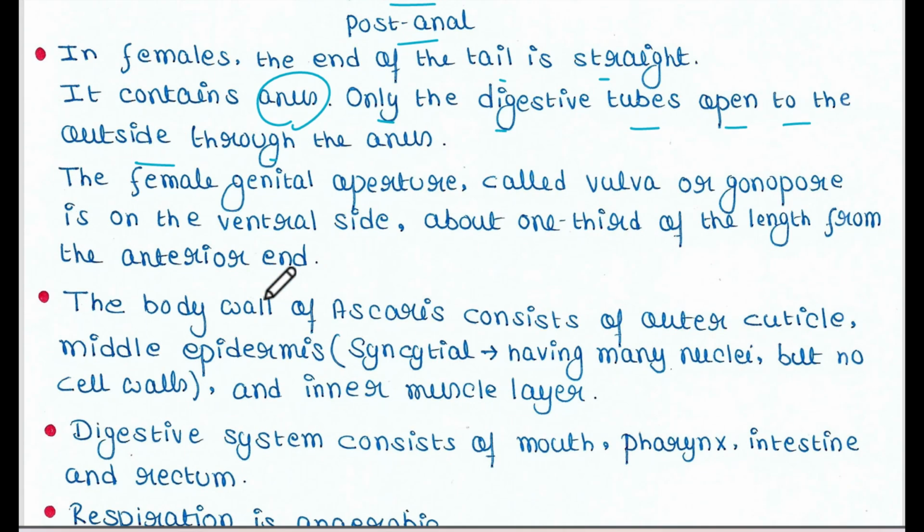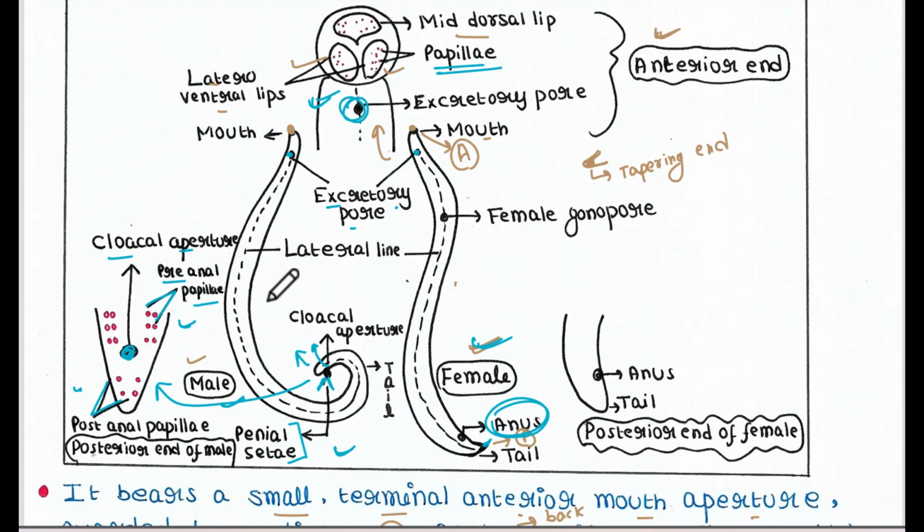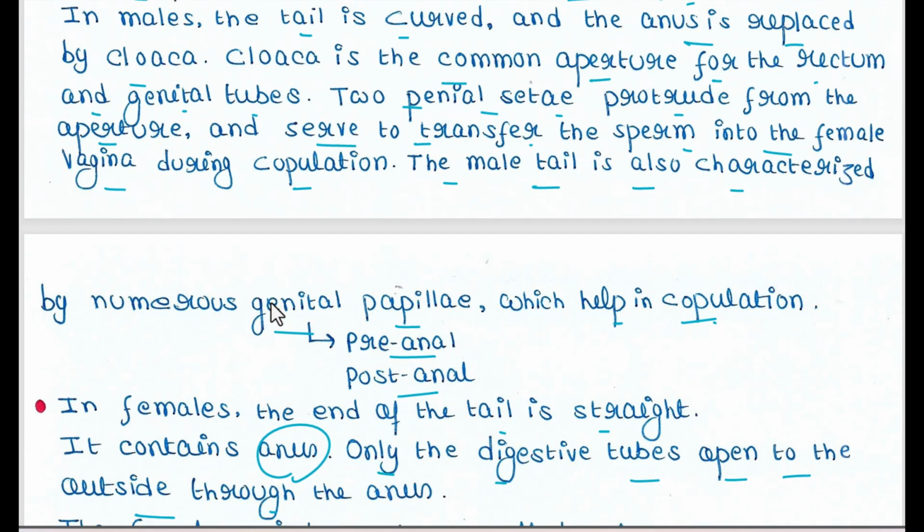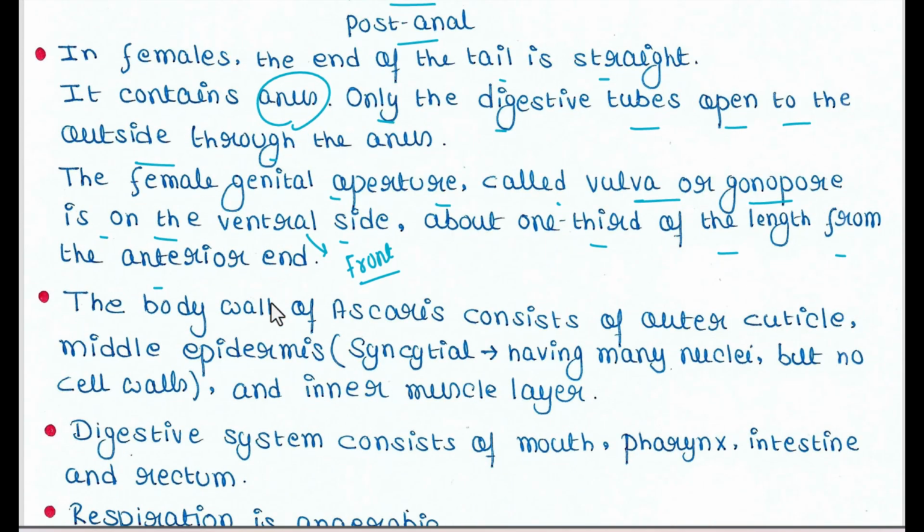Okay, the female genital aperture called vulva or gonopore is on the ventral side. So the female has the genital aperture that is also called the vulva and it is present on the ventral side. That means it is present in the front side about one-third of the length from the anterior end. You can see this is the female gonopore. So the distance is one-third from the anterior end. This is also a difference between male and female.